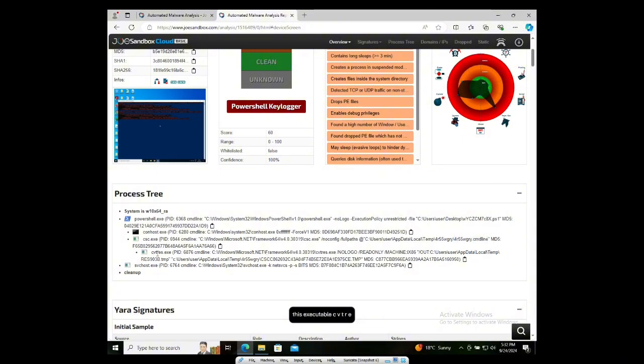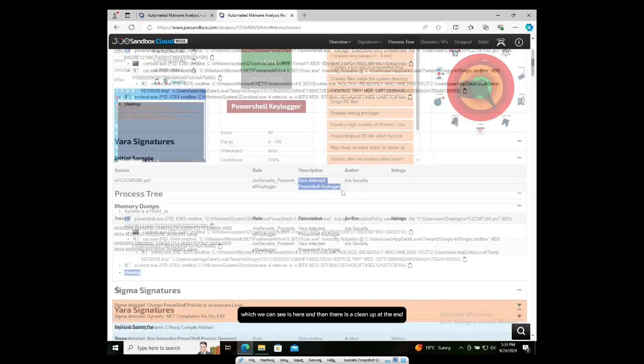script stored. This executable, cvtres.exe, is commonly associated with the Visual C++ development environment. Any potential for misuse involves this executable being mimicked or exploited by malware. If it is running from an unusual location, such as a temp file, it could be worth investigating further. The service host is a crucial system process in Windows that acts as a generic host process for running services. Its normal location is found within the C:\Windows\System32 directory, which we can see is here, and then there is a cleanup at the end.